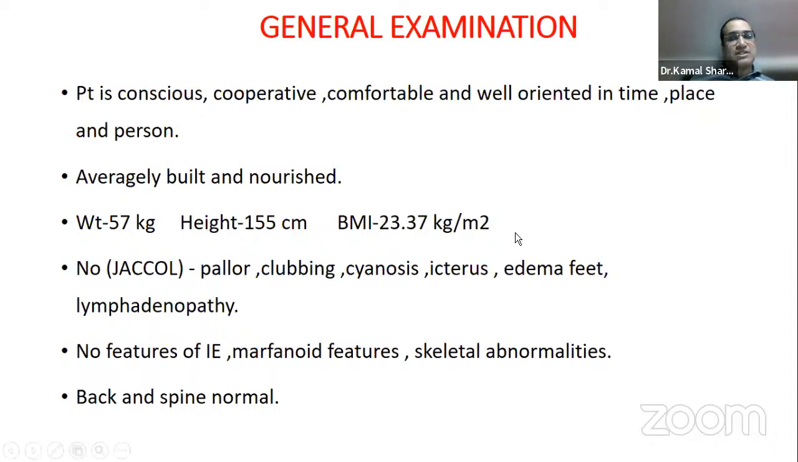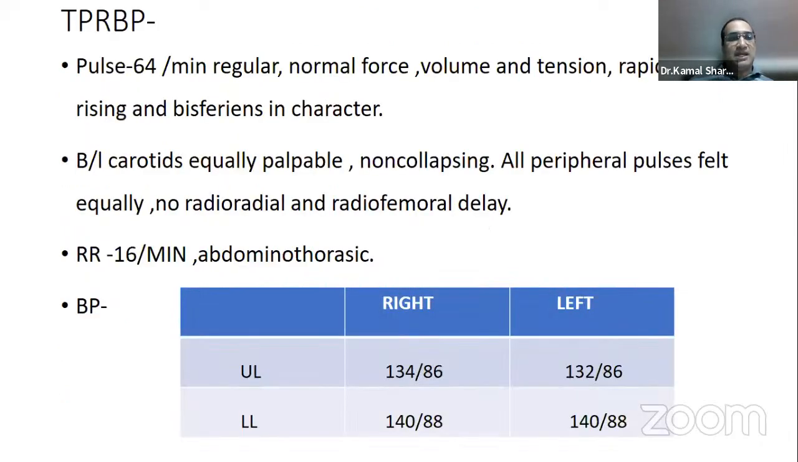I'll definitely be interested in knowing from each one of you how, in HOCM or in an LVOT obstruction, why this would be important. So you should be prepared for it. I'll definitely be trying to answer them. You can WhatsApp me personally. I'll keep that open for you guys to think about, analyze, and ask yourself how can an HOCM patient develop either of these or a combination of all of these. No marfanoid features, infective endocarditis or skeletal abnormalities, and back and spine being normal.